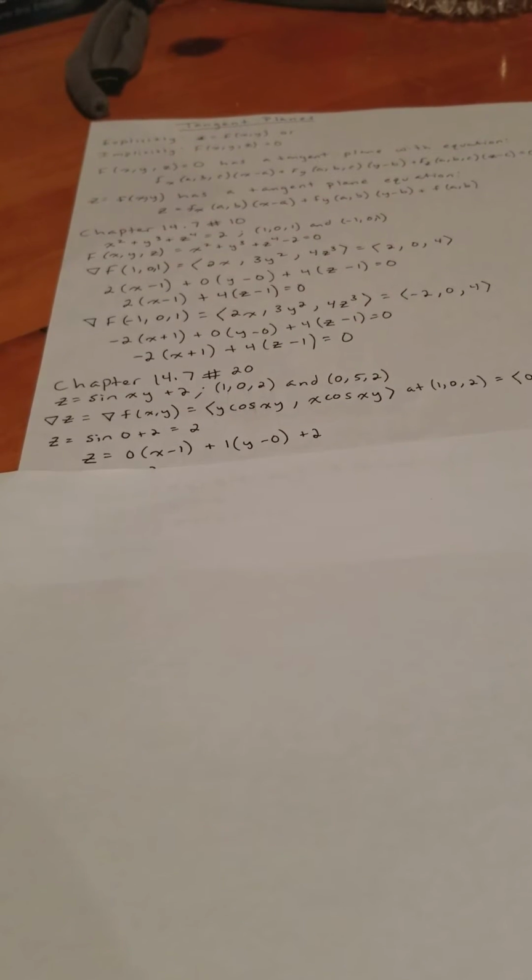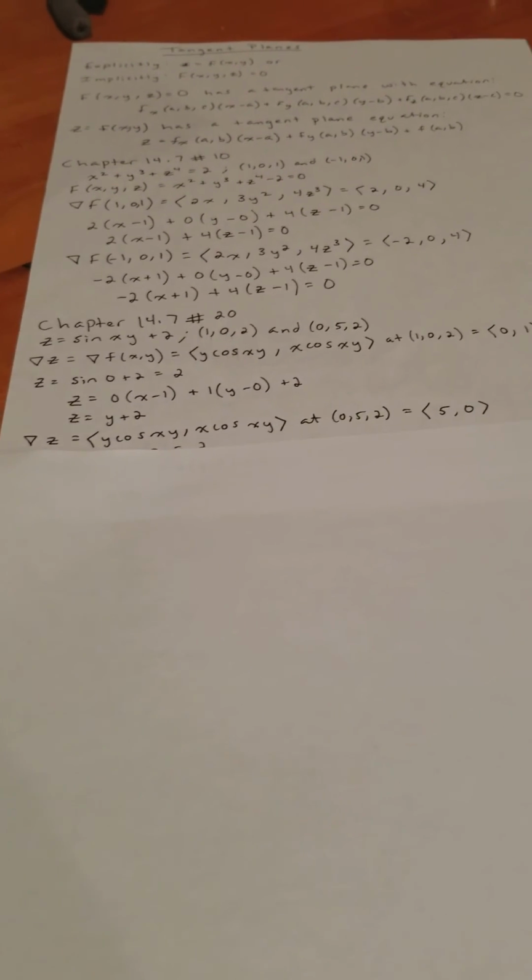And then at the point (1, 0, 2), we get (0, 1). So z equals sine of 0 plus 2 equals 2 for the function. Then we substitute that in, and we get z equals 0 times (x minus 1) plus 1 times (y minus 0) plus 2, because 2 was the function at the point (1, 0, 2). And that simplifies to z equals y plus 2. So that's the equation of the tangent plane at the point (1, 0, 2).